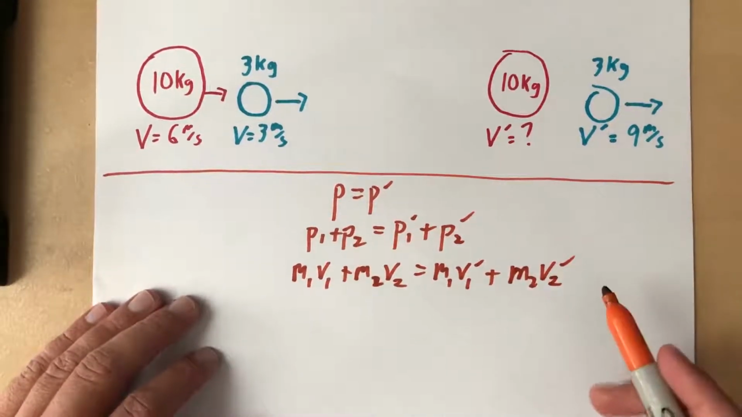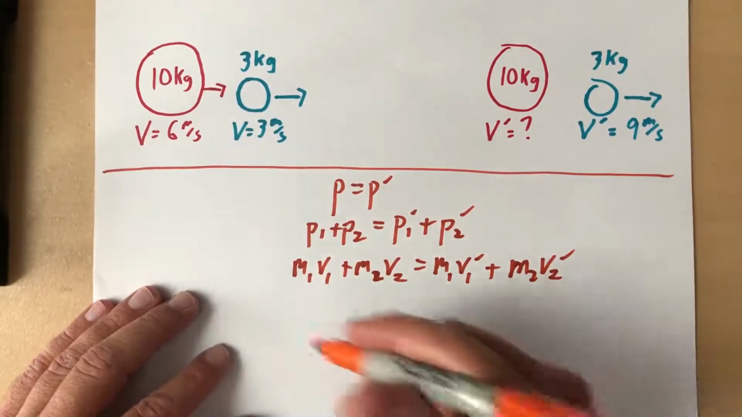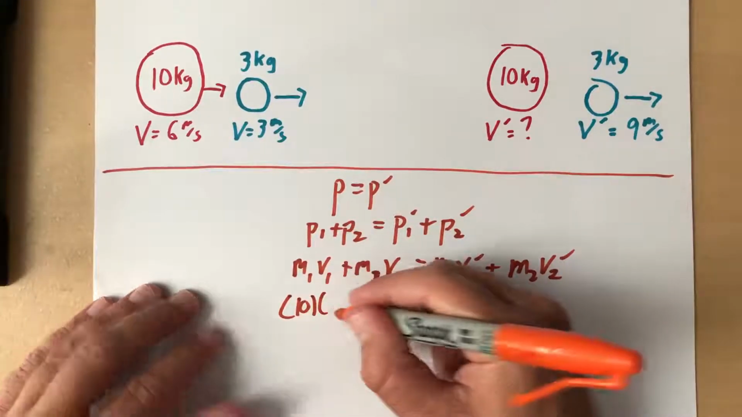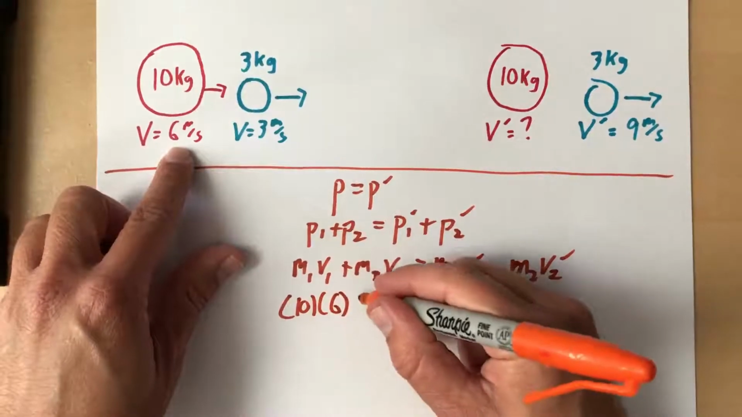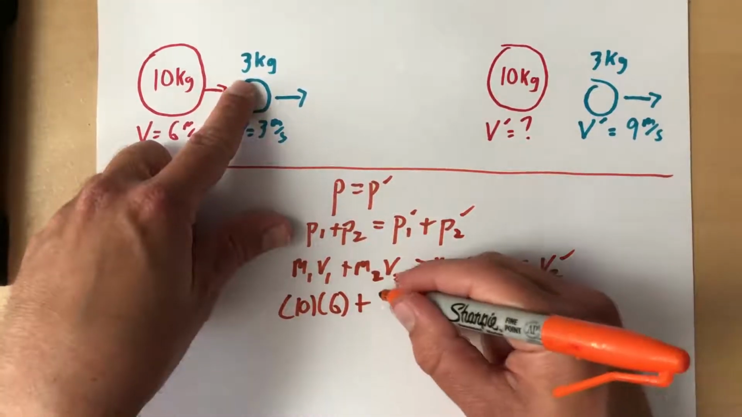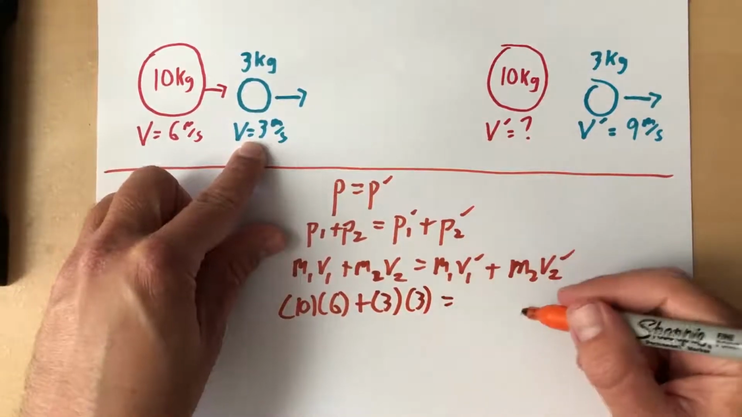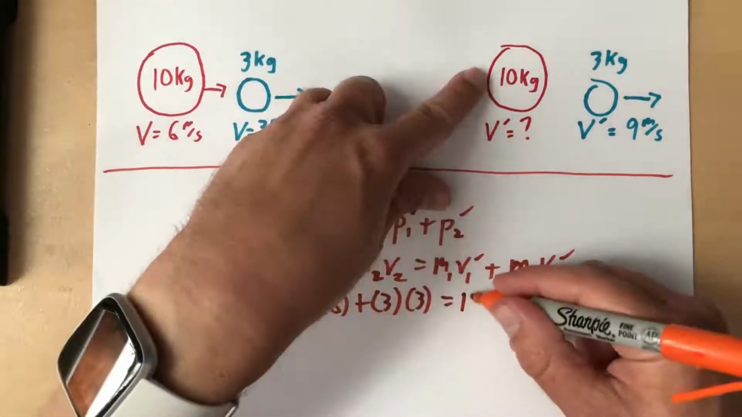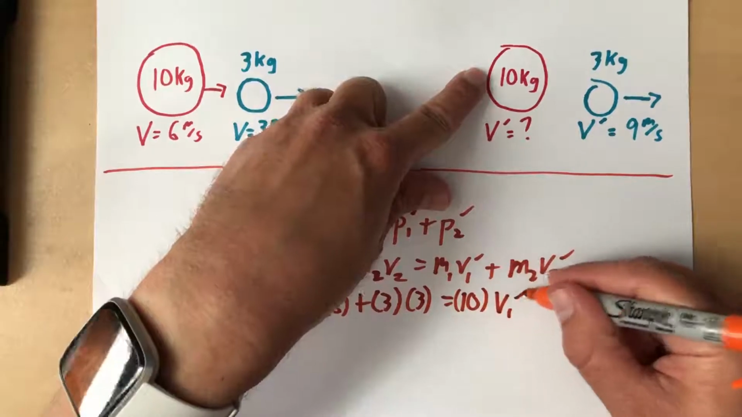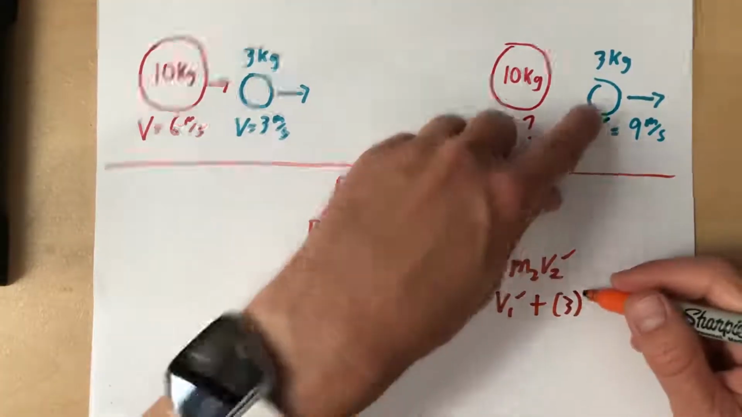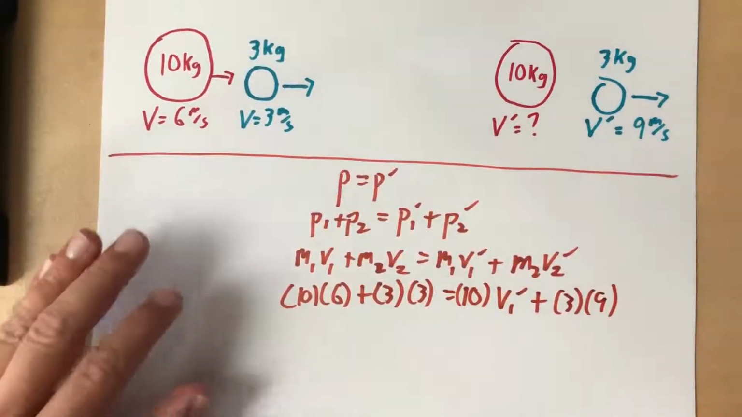So now we can plug in for all of these values here. Object 1 has a mass of 10 kilograms. It's going 6 meters per second. Object 2 has a mass of 3 kilograms. It's going 3 meters per second. Afterwards, object 1, still 10 kilograms, but we don't know its velocity. And then mass 2 is 3 kilograms, and we know it's going 9 meters per second.